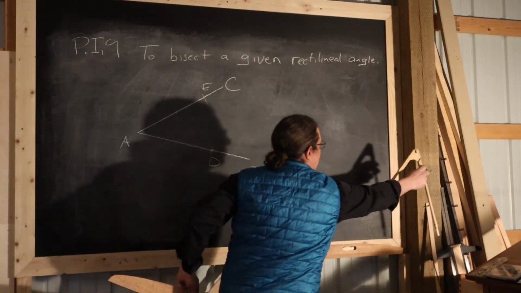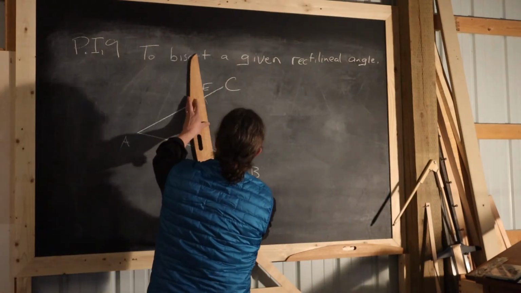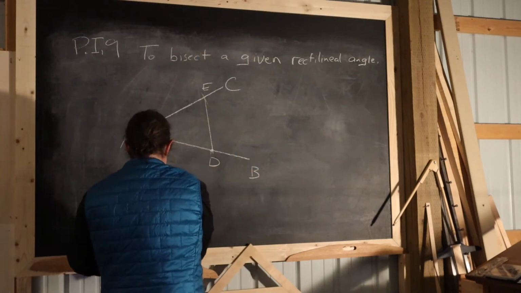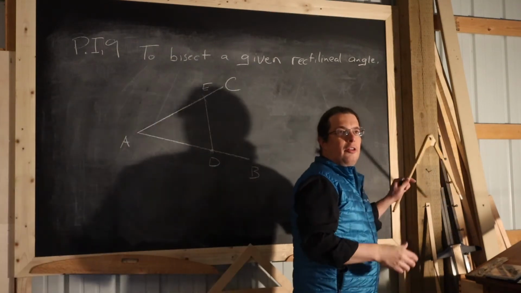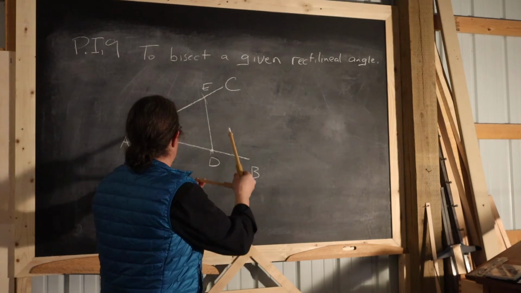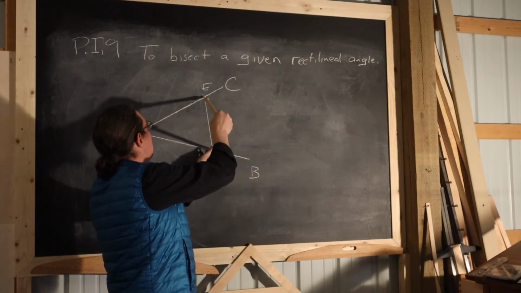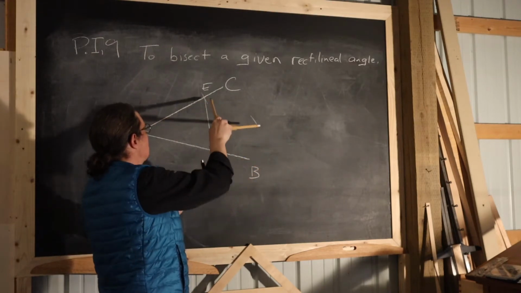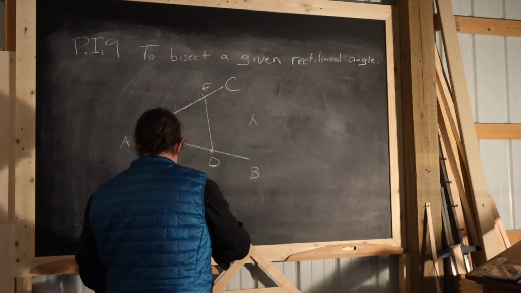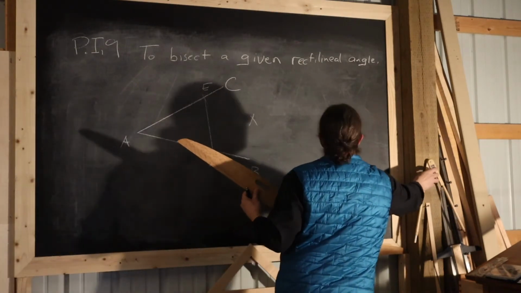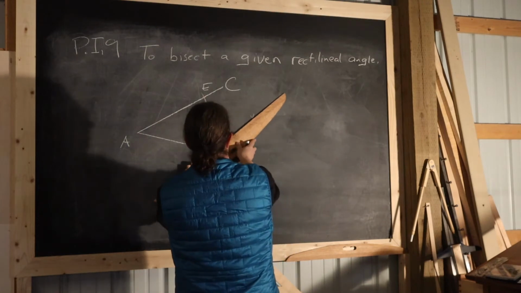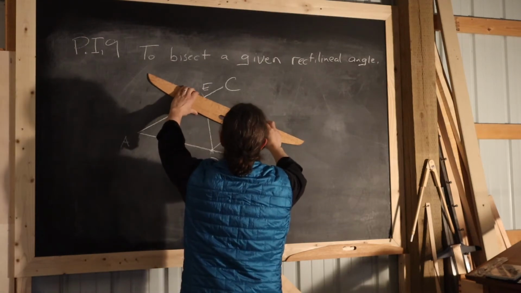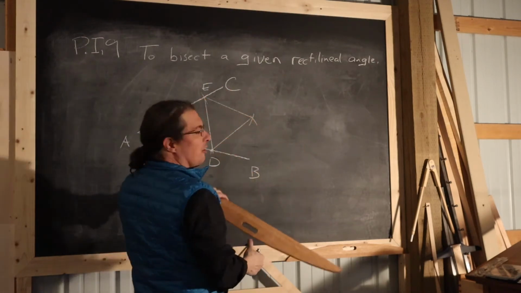Put this aside for a moment. We will construct an equilateral triangle from this new segment, ED. And that'll just follow the construction steps that we learned in proposition 1. Set our compass to the length of ED. And there's our equilateral triangle.